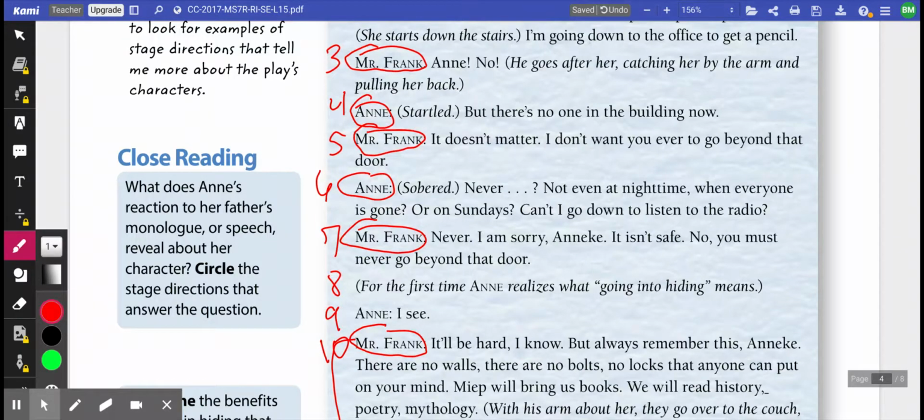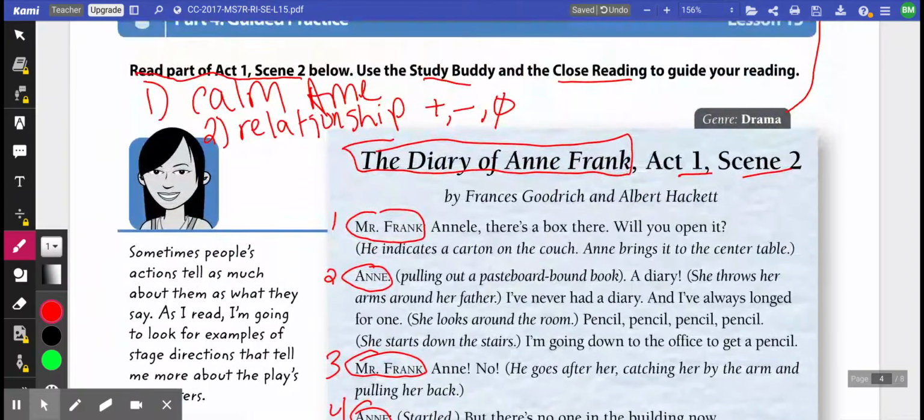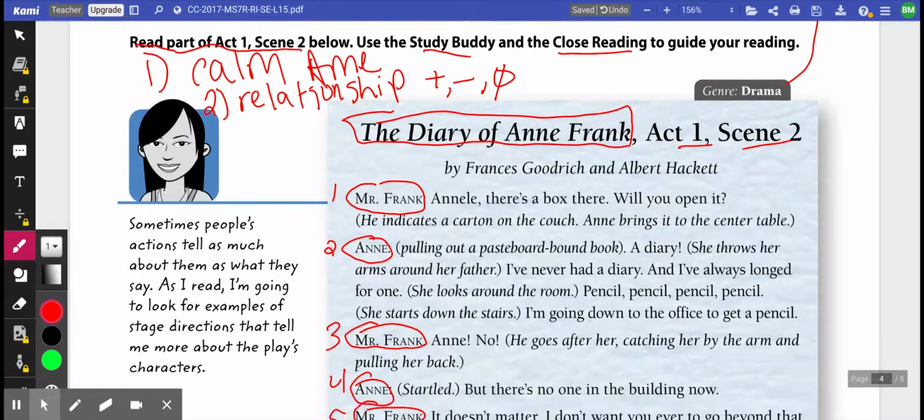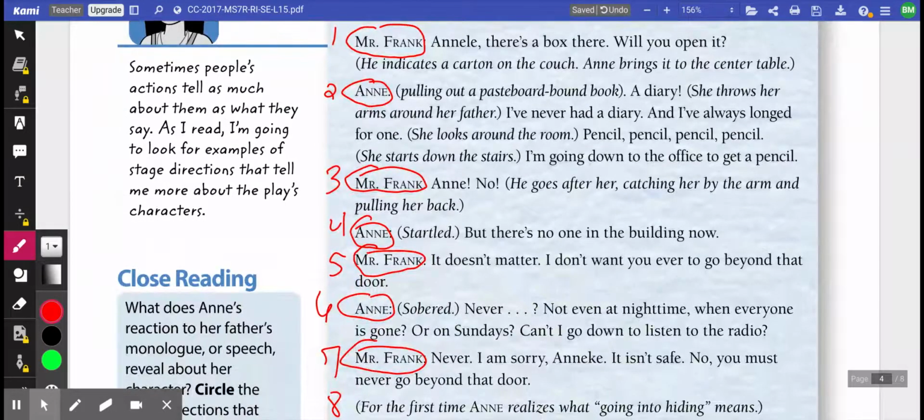All right. Now, with that, remember, I'm not going to read this to you. You're going to read it to yourself. So go ahead, pause the video, take your time to go through and read. And remember, we're looking to see how he calms Anne. And we also want to look at their relationship. And we also want to find proof that he wants to comfort his daughter and that he is also afraid for her. So we want to make sure we're looking for those things as we read.